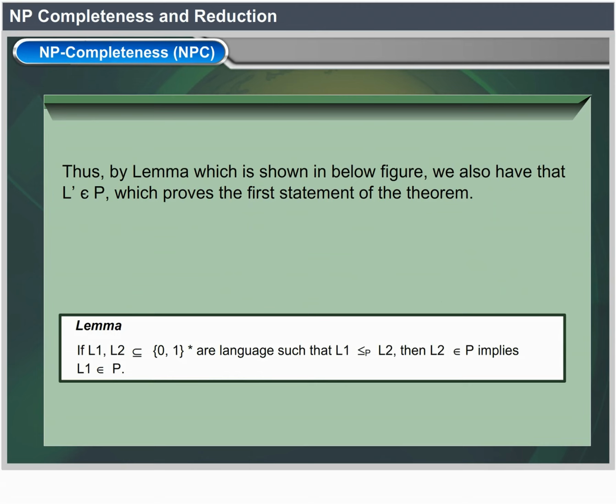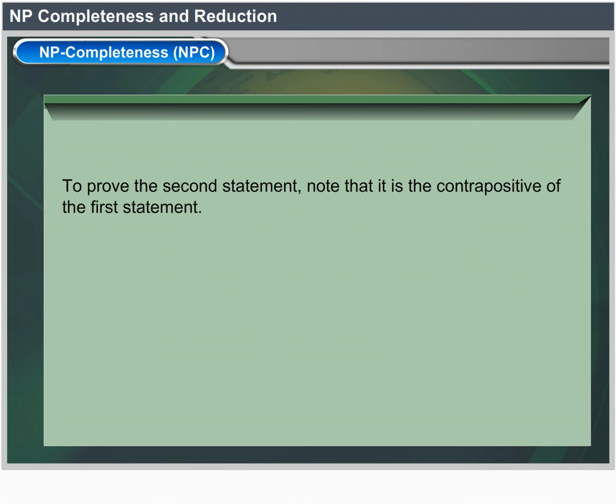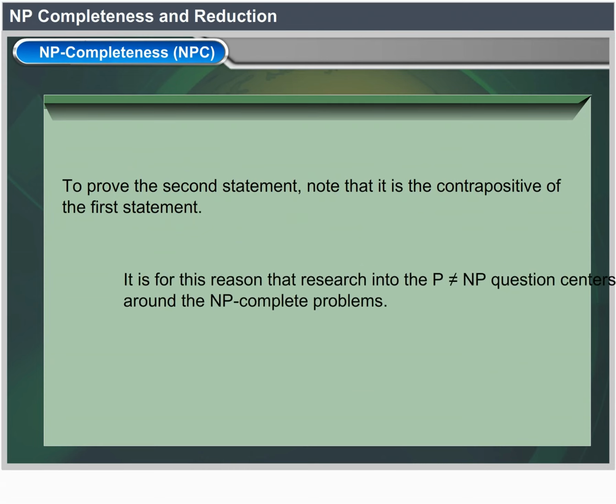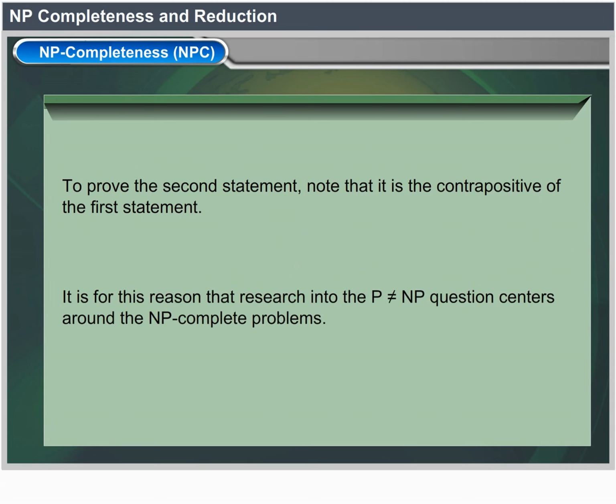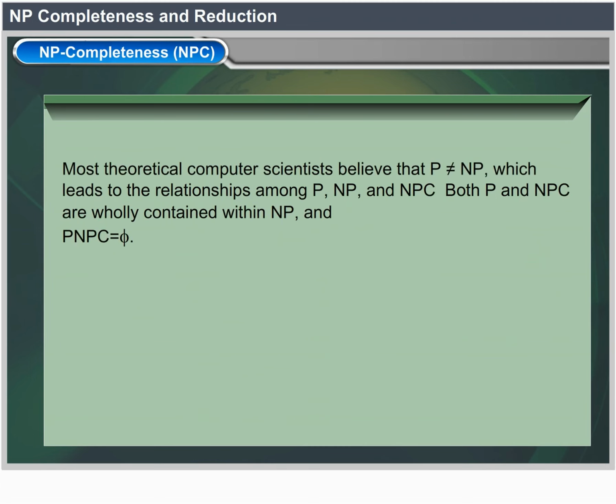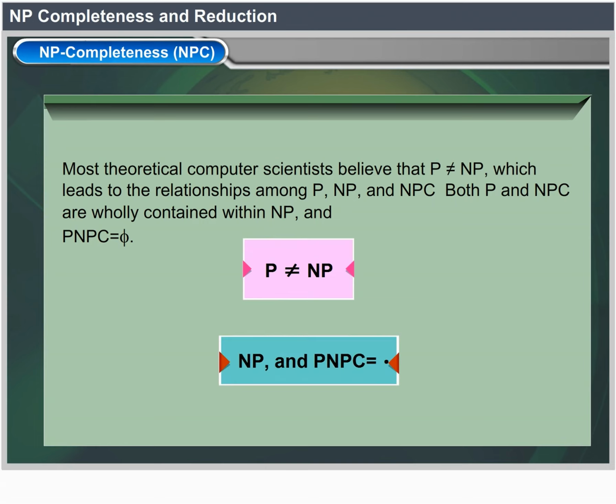To prove the second statement, note that it is the contrapositive of the first statement. It is for this reason that research into the P not equals NP question centers around the NP-complete problems. Most theoretical computer scientists believe that P not equals NP, which leads to the relationships among P, NP, and NPC. Both P and NPC are wholly contained within NP, and P intersection NPC equals null.